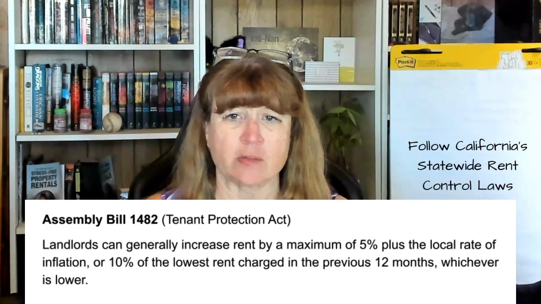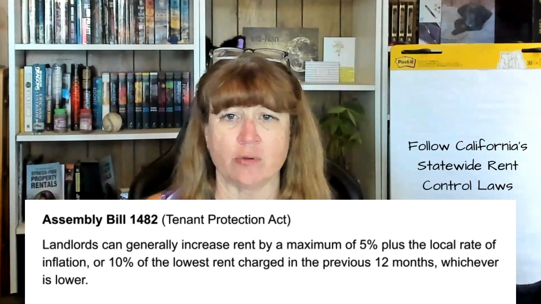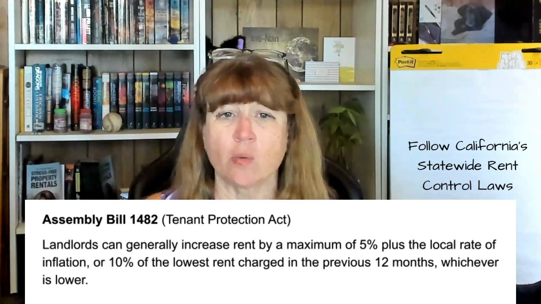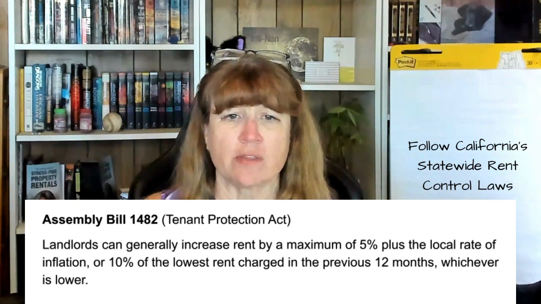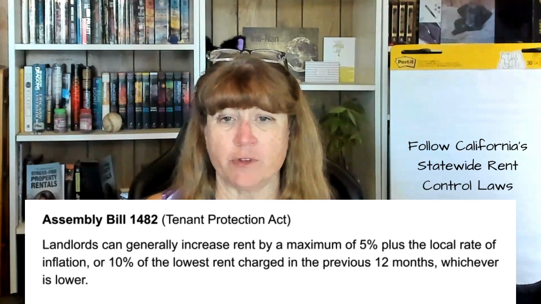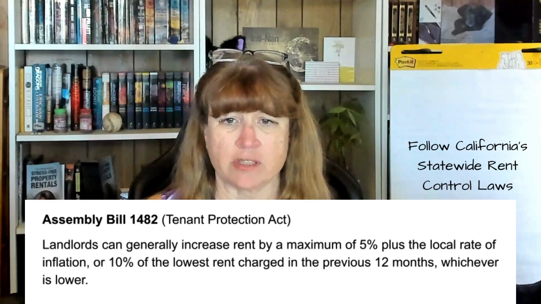Did you know California has statewide rent control laws? Starting from January 1st, 2020, California implemented statewide rent control legislation known as Assembly Bill 1482, the Tenant Protection Act. Under this law, landlords can generally increase the rent by a maximum of 5% plus the local rate of inflation, or 10% of the lowest rent charged in the previous 12 months, whichever is lower. However, there are exceptions for properties that are less than 15 years old or certain types of housing. For more information on AB 1482, please see my video on it.